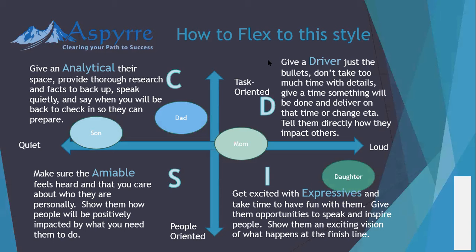You also want to tell them what the task is you're working on, when it will be done, and if for any reason you get behind schedule, you tell them up front proactively that you're going to be behind schedule and you give them a new ETA. And you also tell them directly how they impact others. So if they miss people issues, if they have some collateral damage, bring it to their attention and let them know. And don't do it with an angry edge.